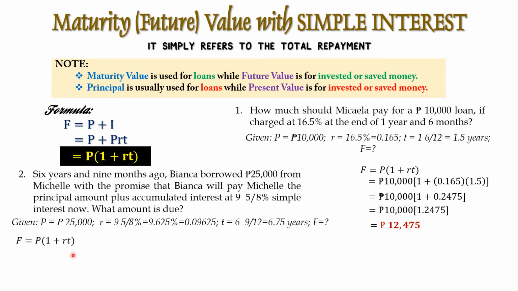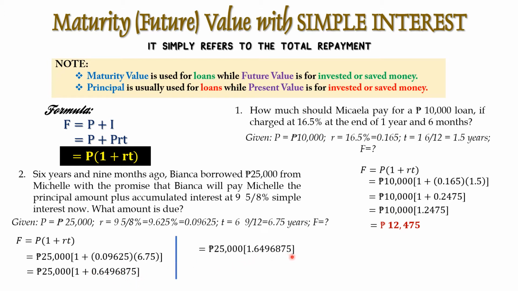Using the same formula, plug in natin ang given values. Okay, that is the values. Okay, multiply natin itong dalawa, nakapalab sa parenthesis. Okay, we have 0.649675 plus 1. Add lang natin yun sa 1. So, ito na siya. And then, multiply the 2. Upon multiplication, it will yield a result which is equal to 41,242 pesos and 19 centavos. So, ito na yung amount due ni Bianca. Okay, ito yung babayaran niya kay Michelle.